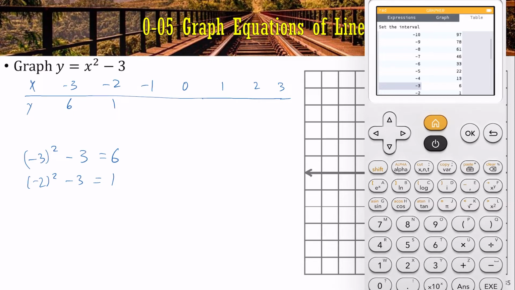So look, -3 is 6, -2 is 1, -1 is -2, 0 is -3, 1 is -2, 2 is 1, and 3 is 6.